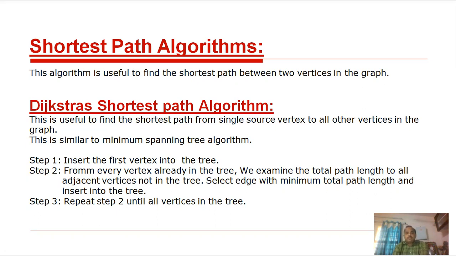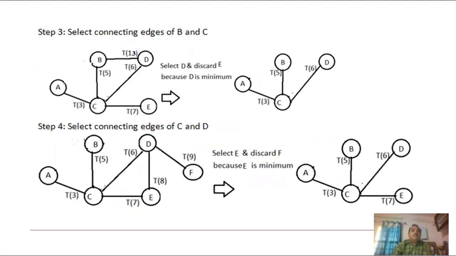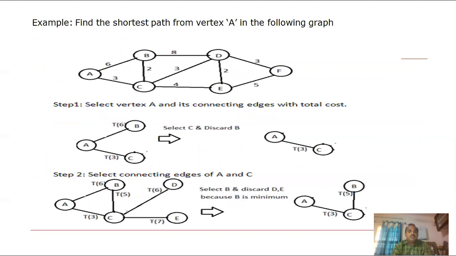From every vertex already in the tree, we examine the total path length to all adjacent vertices not in the tree. Select the edge with minimum total path length and insert it into the tree. Repeat step 2 until all vertices are in the tree. Clear? So this is the given example graph, used to find the shortest path using Dijkstra's algorithm. I will explain. First, watch the animation.